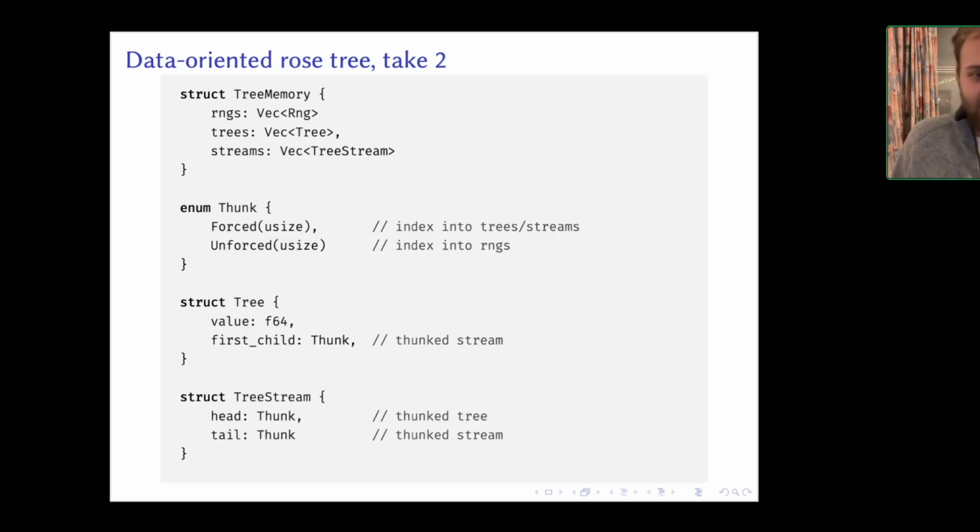Now, to add the thunks into the mix, we can manually implement the Haskell thunks by having, remember that the state of the closure for the thunk is just a random number generator. So we can store all of the states of those closures in a vector, and then a thunk either points into that vector for the unforced case, or it points into either trees or streams when it's forced. So then we just take the same structs as before, and instead of having indices here, which are usize, we put thunks.